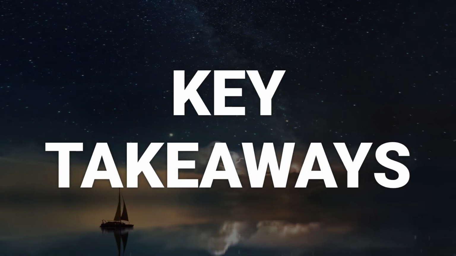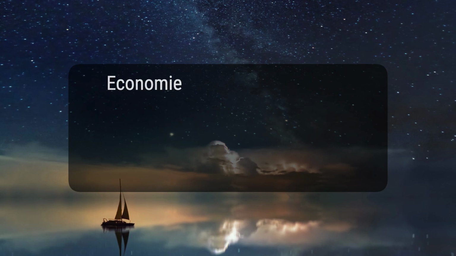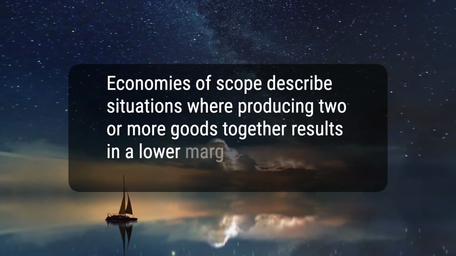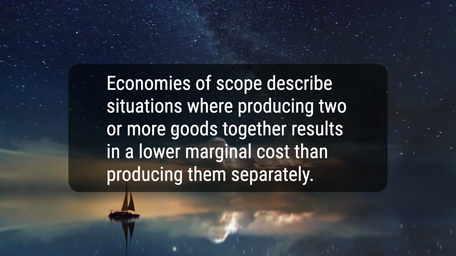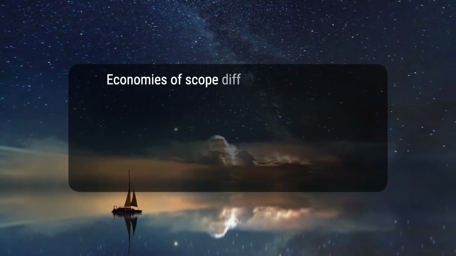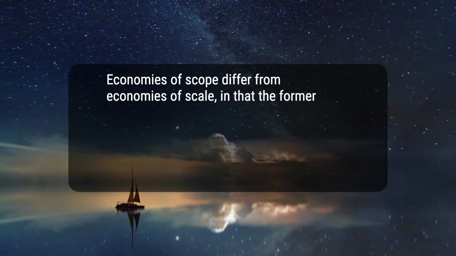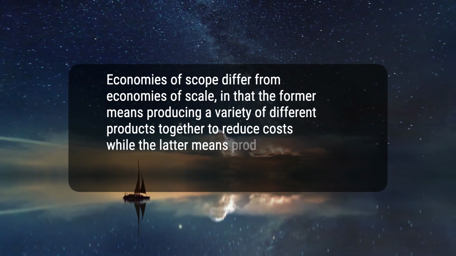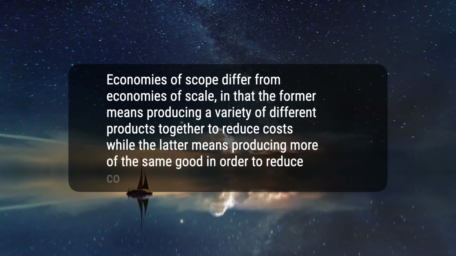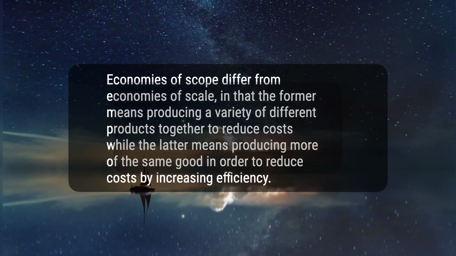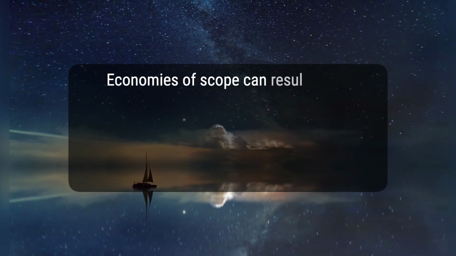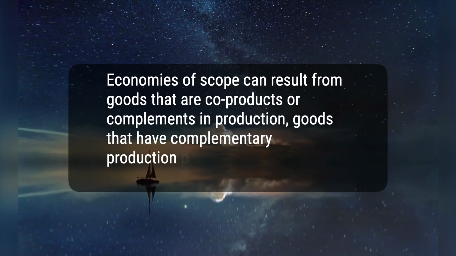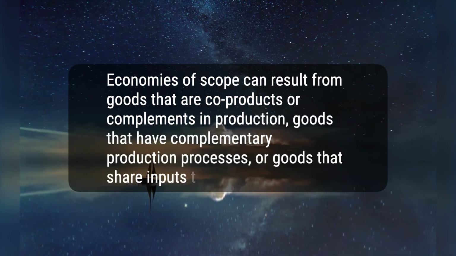Here are three key takeaways. 1. Economies of scope describe situations where producing two or more goods together results in a lower marginal cost than producing them separately. 2. Economies of scope differ from economies of scale, in that the former means producing a variety of different products together to reduce costs, while the latter means producing more of the same good in order to reduce costs by increasing efficiency. 3. Economies of scope can result from goods that are co-products or complements in production, goods that have complementary production processes, or goods that share inputs to production.